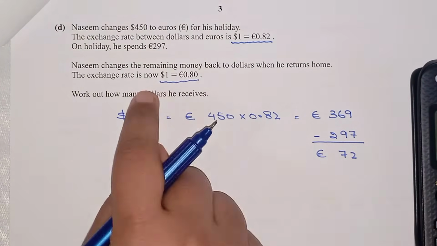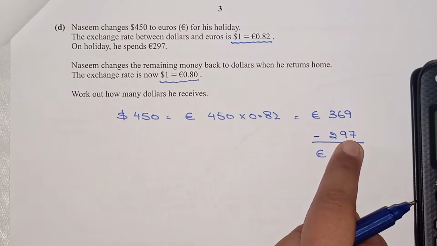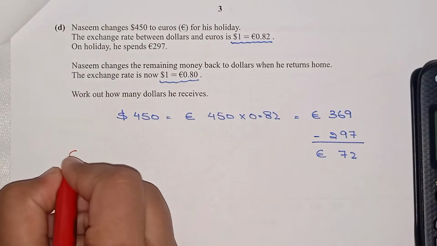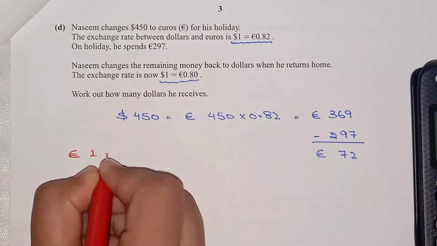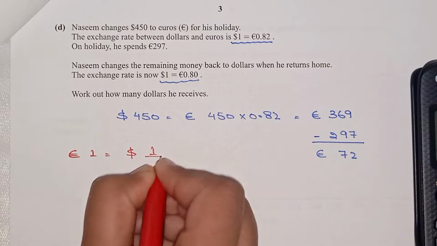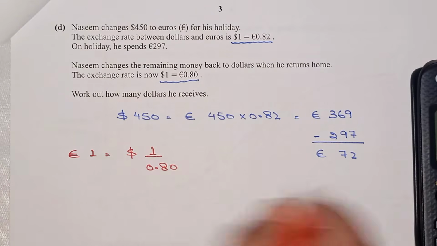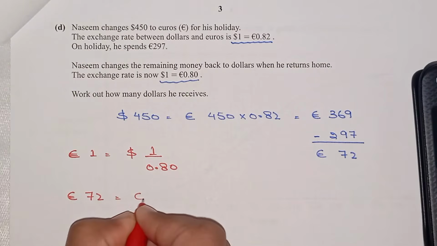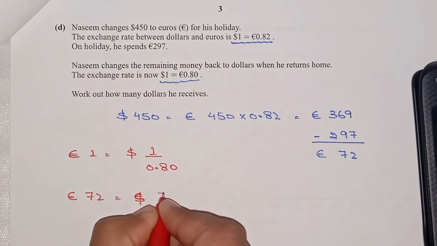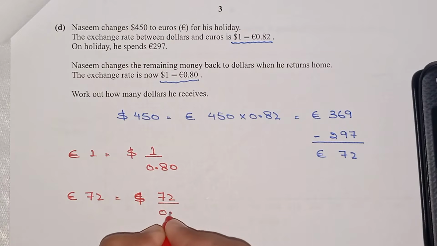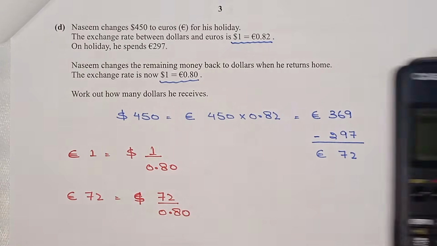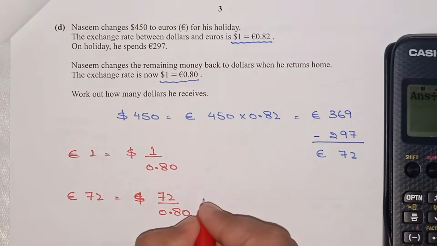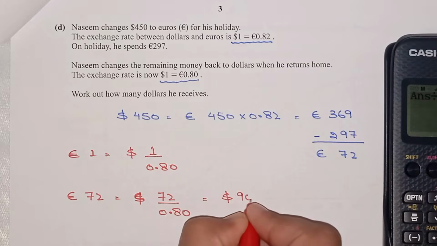Okay, so we need to convert these euros into dollars. By using the exchange rate, 1 euro would be 1 out of $0.80. So what would be 72 euros? 72 euros would be, in terms of dollars, 72 divided by 0.80. Right? So 72 divided by 0.80 would be $90 on his return.